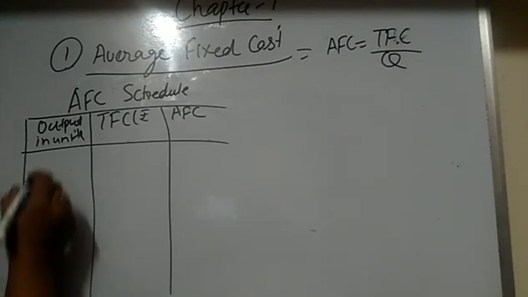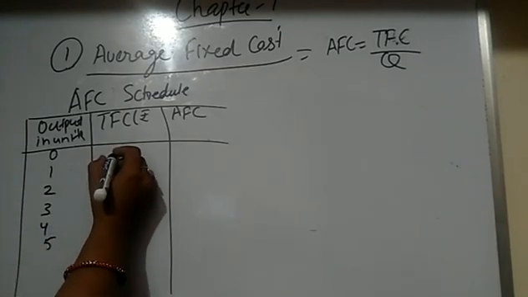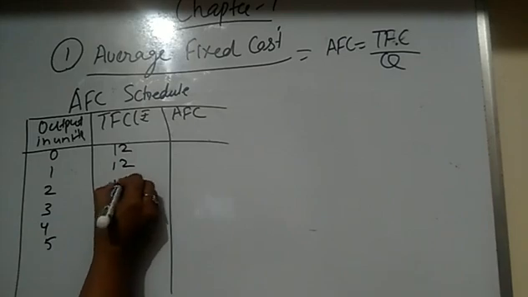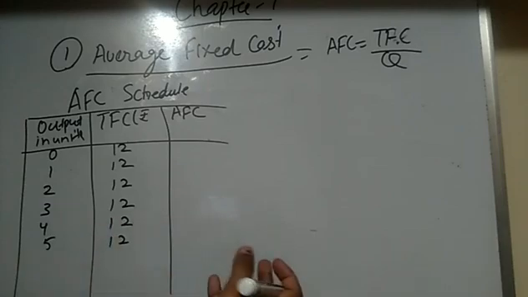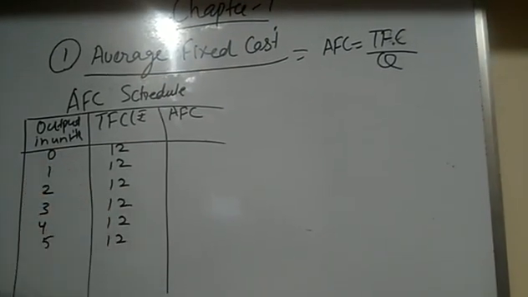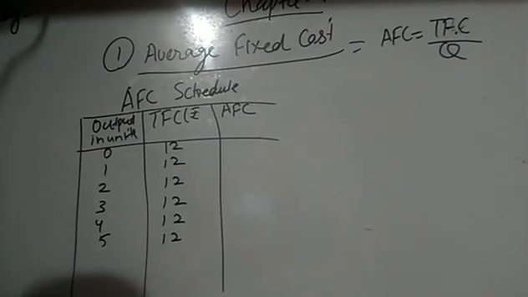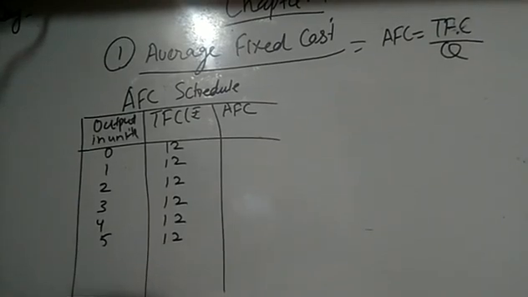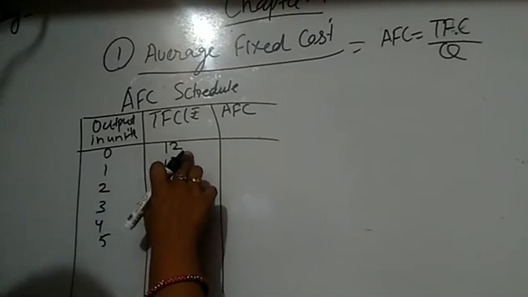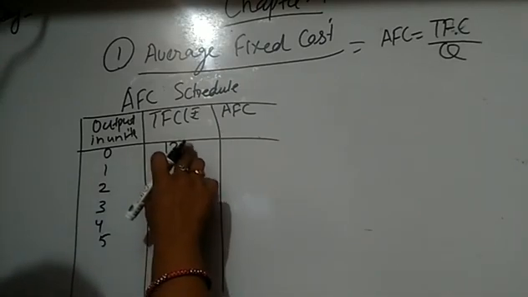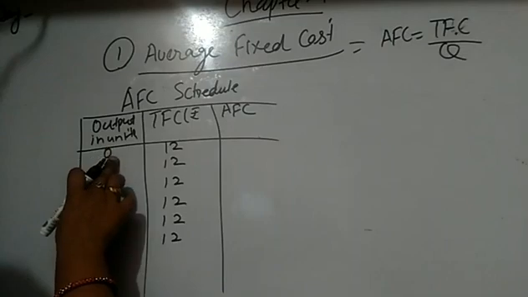In this, output is 0, 1, 2, 3, 4, 5, and total fixed cost is 12. There is no change in fixed cost; fixed cost is constant, that's why it is called fixed cost. When output is 0, fixed cost is still 12, because fixed cost means the cost of machinery and rent of the building in which the production process is carried on. Even when output is 0, the total fixed cost is paid by the owner.